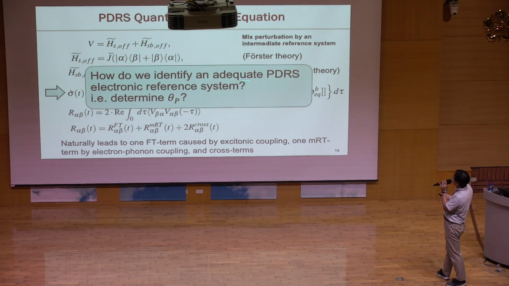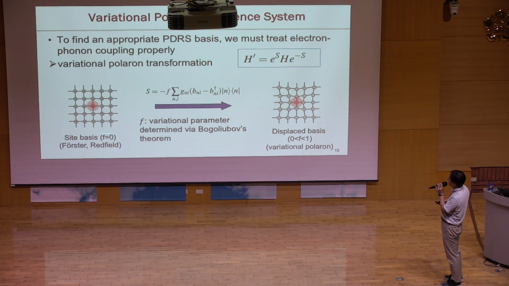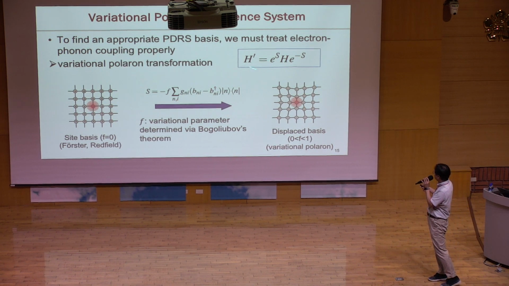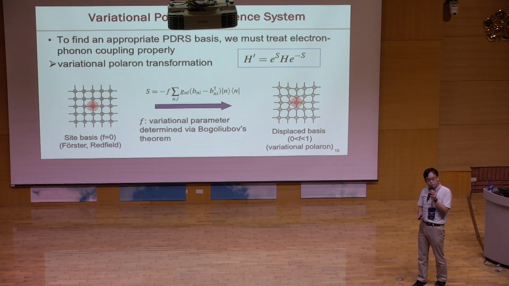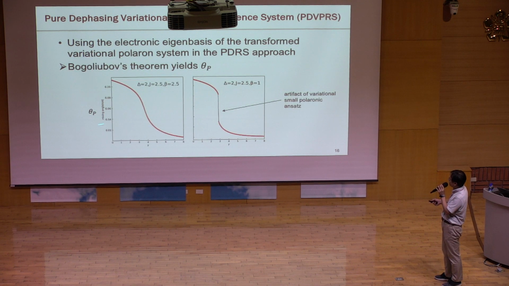The next question is, how do we identify this good reference system, reference electronic system? We use a variational polaron approach to help us find this. So this is a system in the psi basis, and we can apply a parameterized polaron transformation to transform this into a displaced basis. And we can then use this transformed Hamiltonian and, based on Bogoliubov's free energy bound, find the variational parameter f. And this gives us some sort of reference mixing angle at this optimized variational polaron ansatz electronic states.